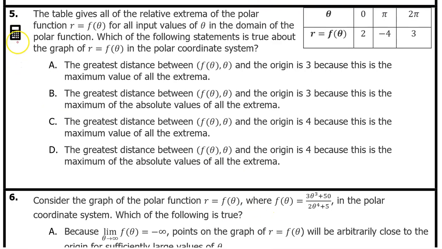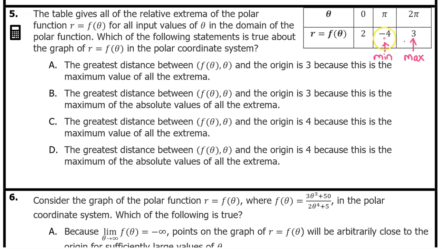Number 5 is calculator active, so we will use our graphing calculator as needed. The table gives all of the relative extrema of the polar function r equals f of theta for all input values of theta in the domain of the polar function. Which of the following statements is true about the graph of r equals f of theta in the polar coordinate system? Before I even read the options, the setup is telling us that we are looking at all of the extrema. That means 3 is the maximum value of r, and negative 4 is the minimum value of r.